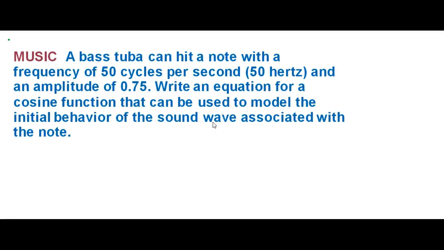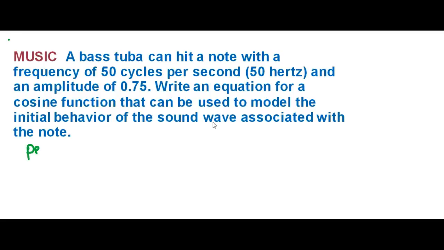Hi, now we're going to look at more of a real-life example here. We've got a bass tuba that can hit a note with a frequency of 50 cycles per second, meaning that every second we have 50 cycles. So if we're talking about the period of this wave, we're looking at actually the inverse of that. So if it takes 50 cycles per second, that means that every cycle is 1/50th of a second.